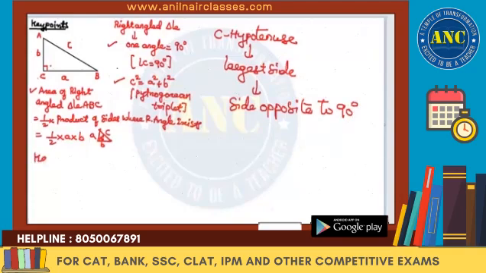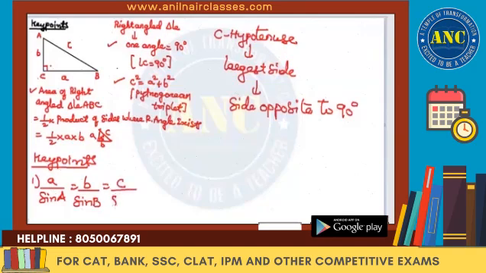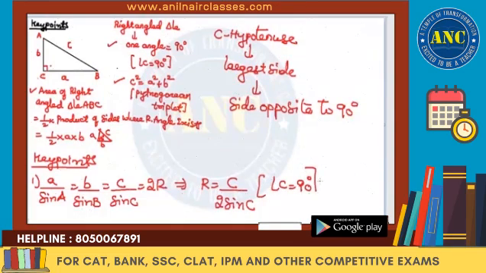Next, key points. One by one we will write. First key point. According to the properties of the triangle, A by sin A is equal to B by sin B is equal to C by sin C is equal to 2R. So if I extend it, R is nothing but C by 2 sin C. We just discussed that angle C is 90 degrees. So R is nothing but capital C by 2.